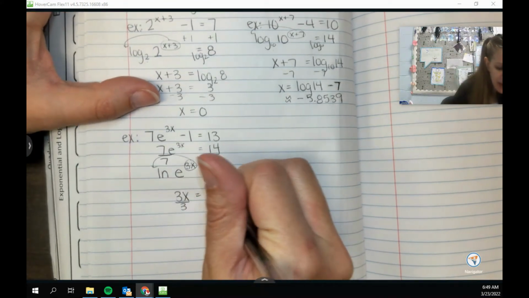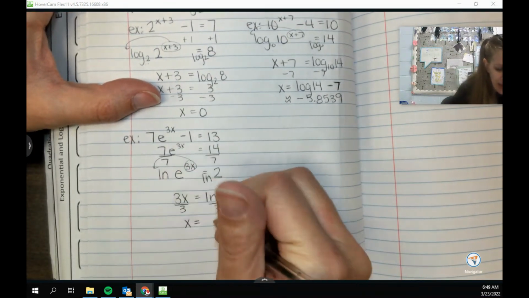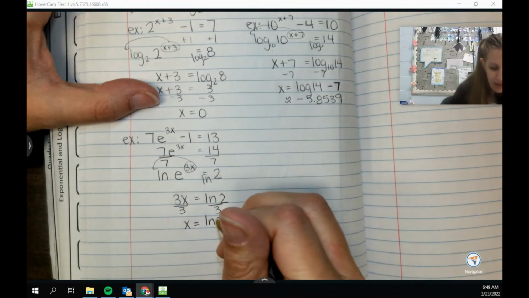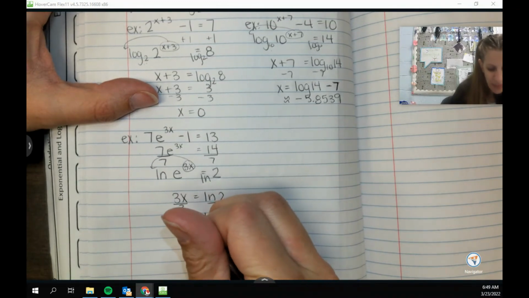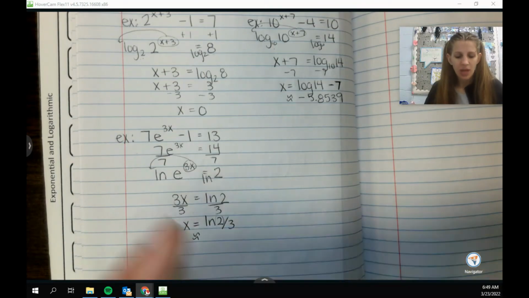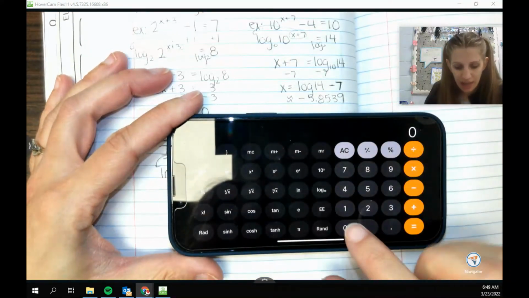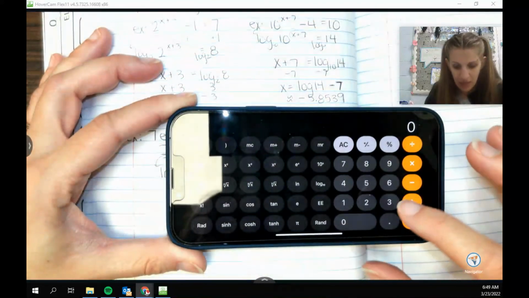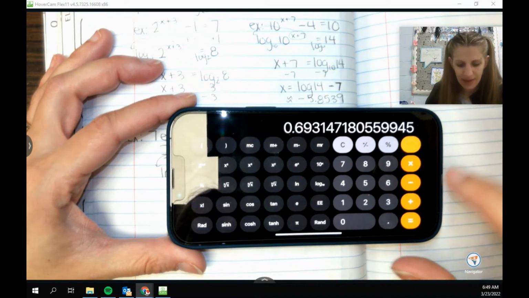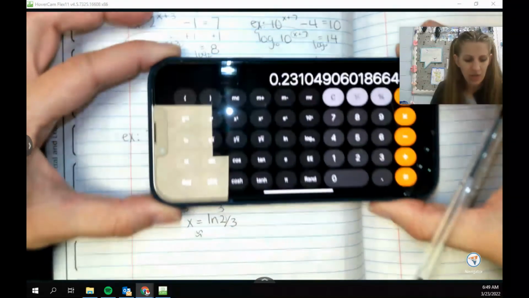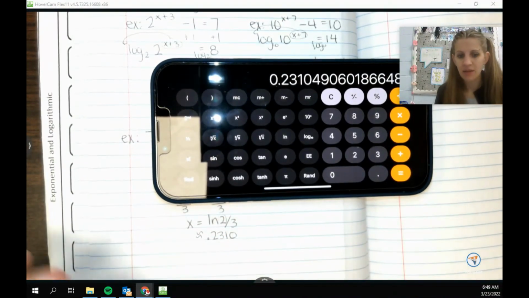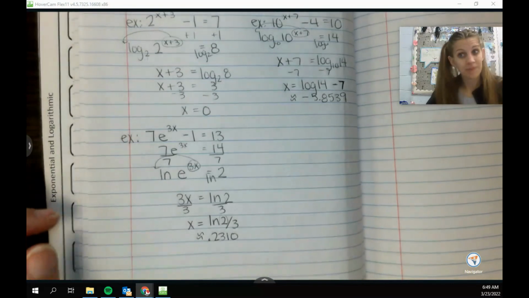And then I divide by 3. So if I'm not using a calculator, kind of my final answer here is natural log of 2 divided by 3. But if we're going to approximate with a decimal, go back here, and we want to take the natural log of, what was it, 2? So 2, natural log. Then we want to divide by 3. So approximately 0.2310. Fun.